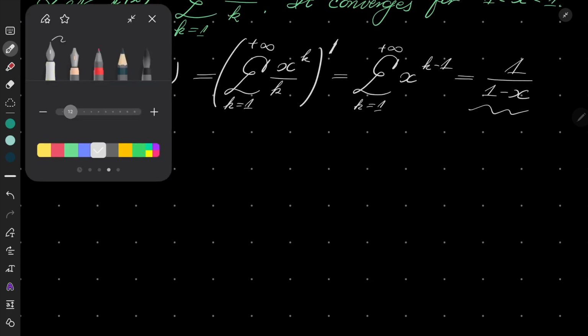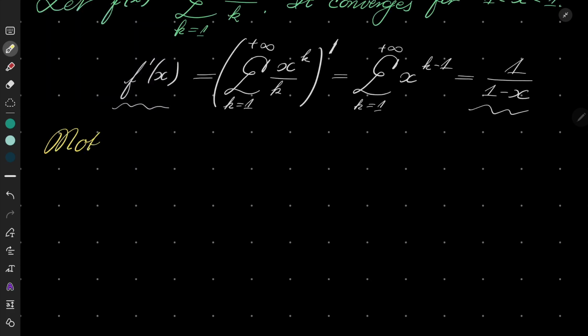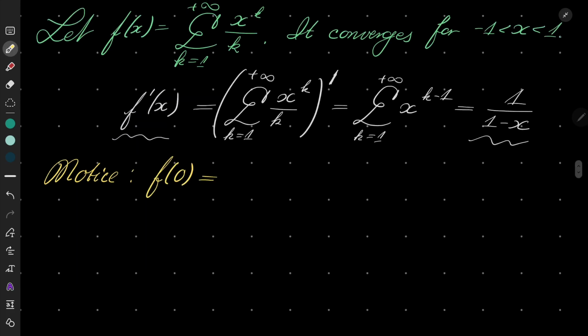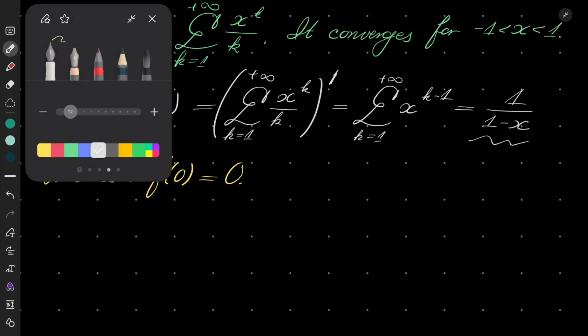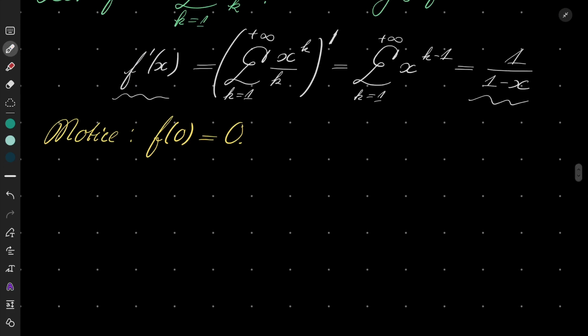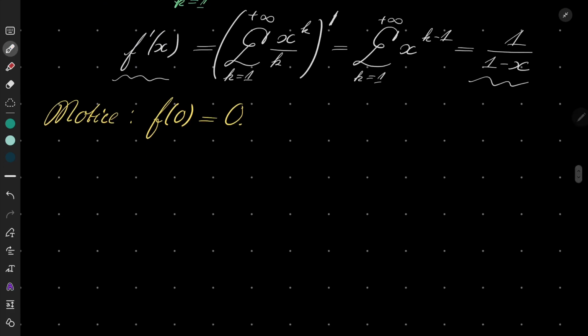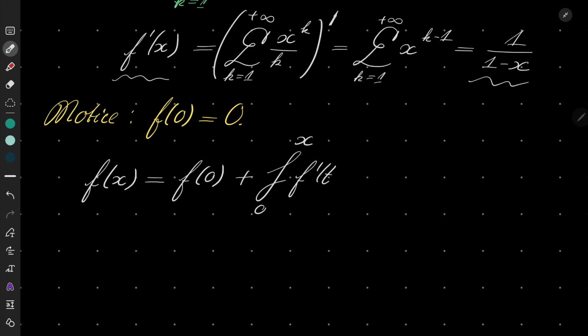So we have our formula for our derivative, and moreover, let's notice that f of 0, if I put 0 in my formula, I have a sum of 0, so it's 0. And now I know the derivative of my function. How to get my function back? Well, by integration, of course. So since f of 0 is 0, we can write that f of x equals f of 0 plus the integral from 0 to x of our derivative.